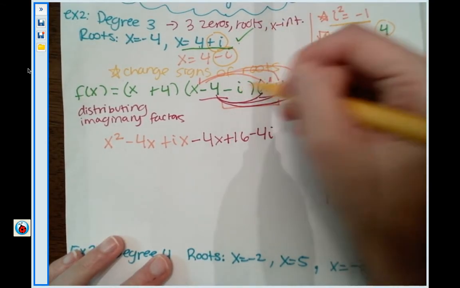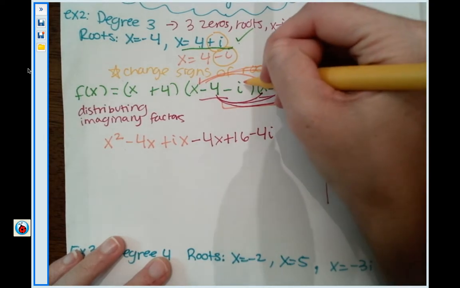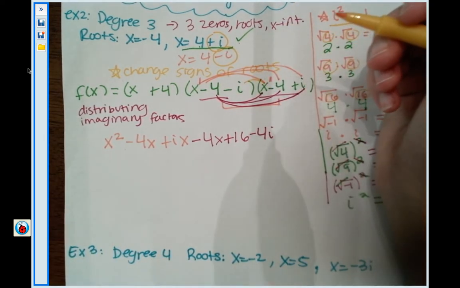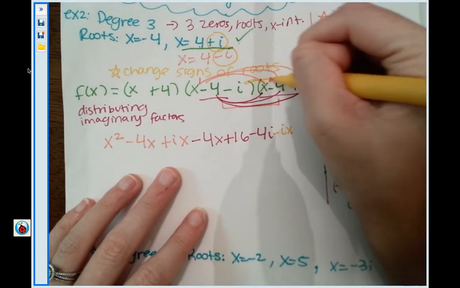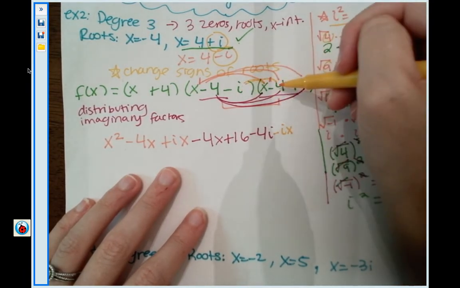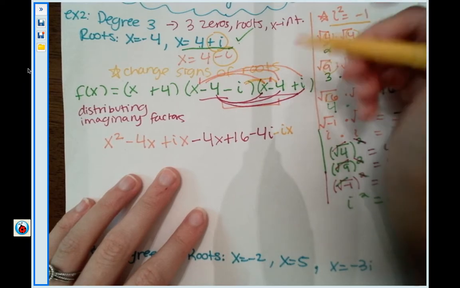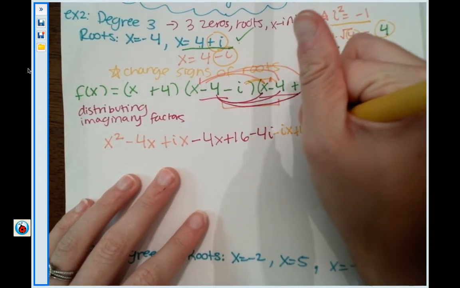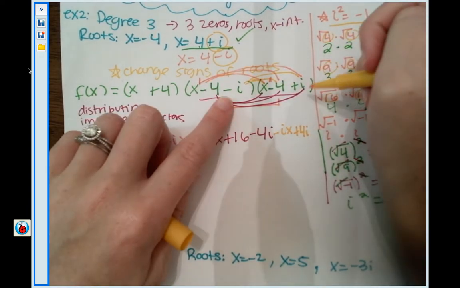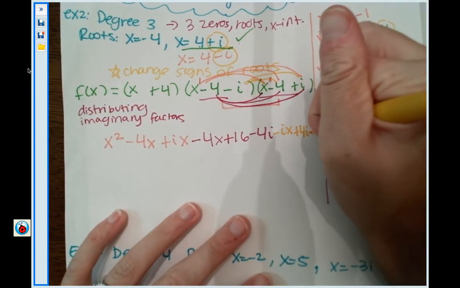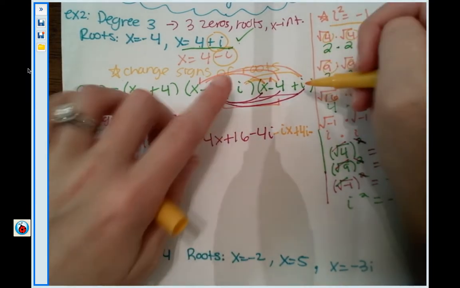Okay, so I'm going to take my i and multiply it to all 3. So negative i times x. Okay, I can't combine anything, so it's just negative ix. Negative i times negative 4, and negative times negative is positive, so it would be positive 4i. And negative i times positive i. Well, negative times a positive is a negative. I'm sorry, guys, I'm running out of room. Negative. And i times i.